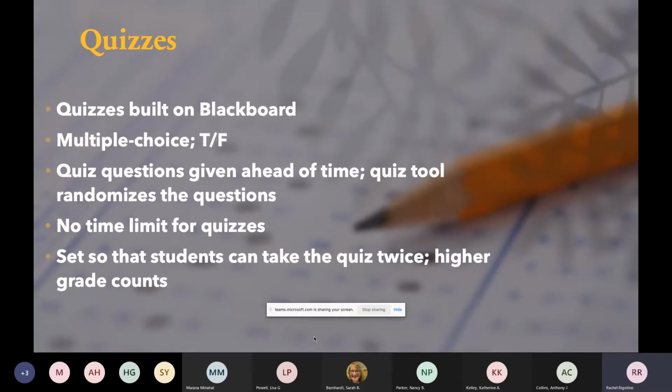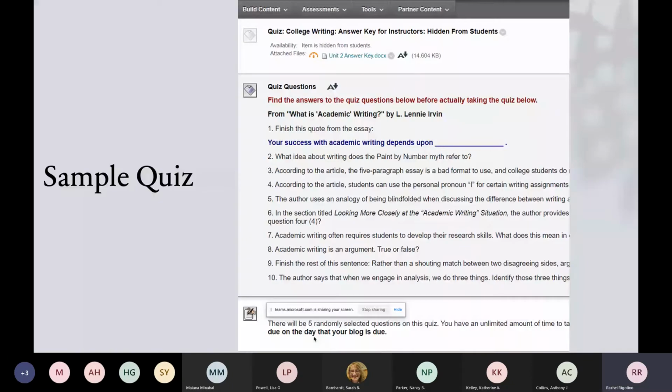And here is a sample quiz where I gave the questions ahead of time, as I said. So as students looked at the material, either read it or reviewed it, they could find the answers as they went through the material. And then I had an answer key that I hid, and that was for the writing instructors.